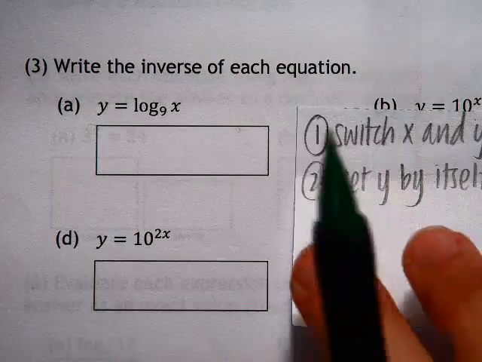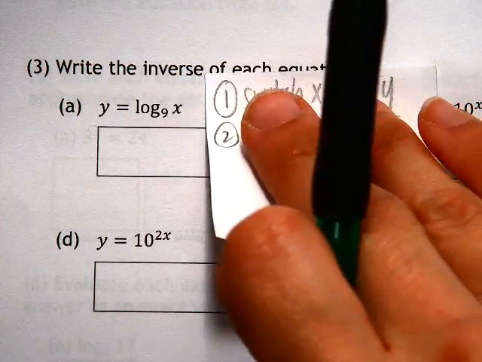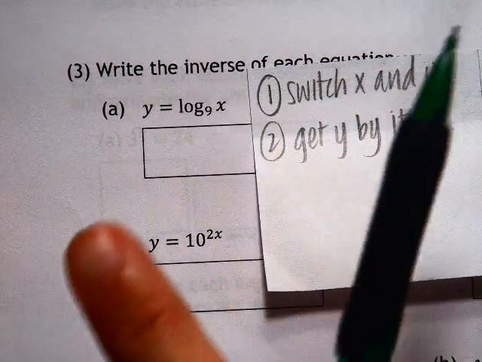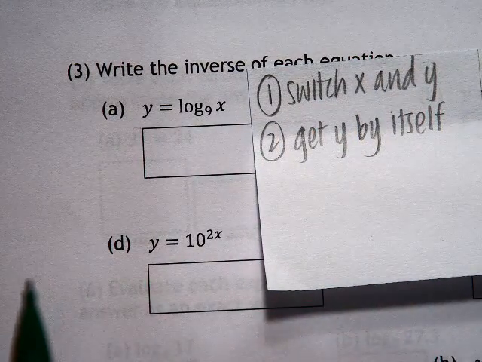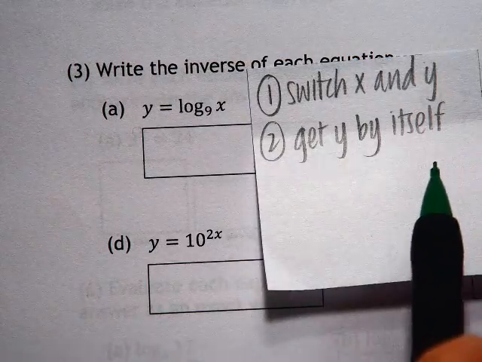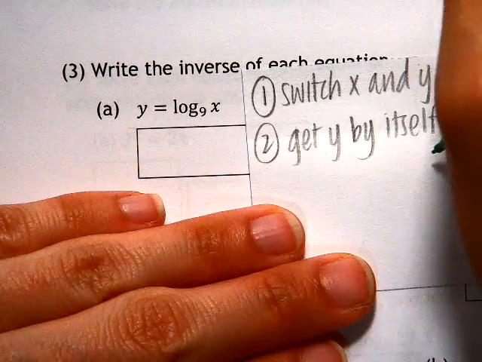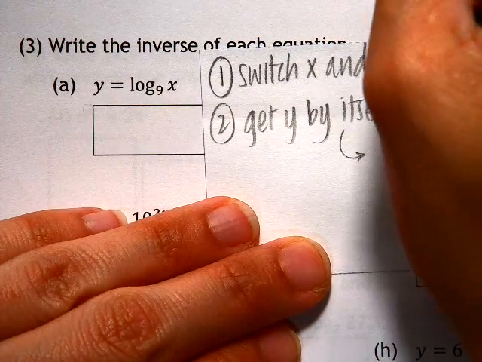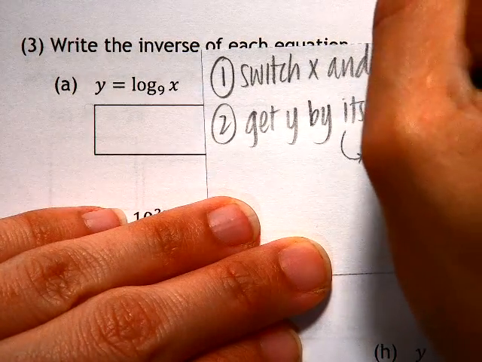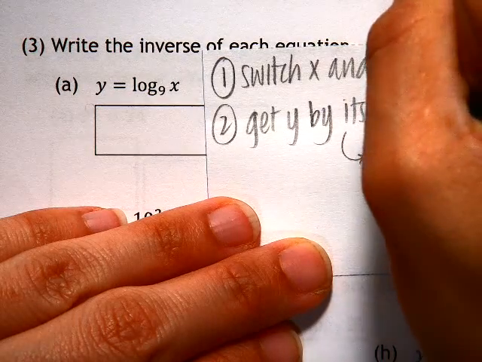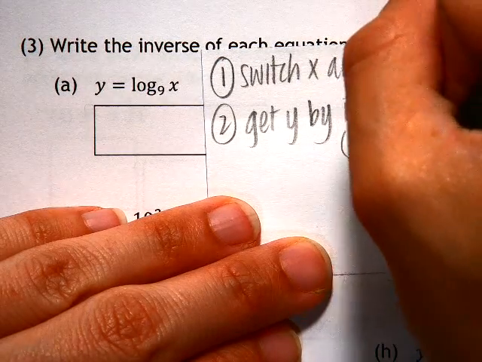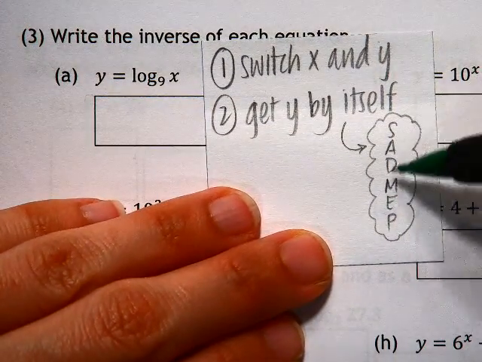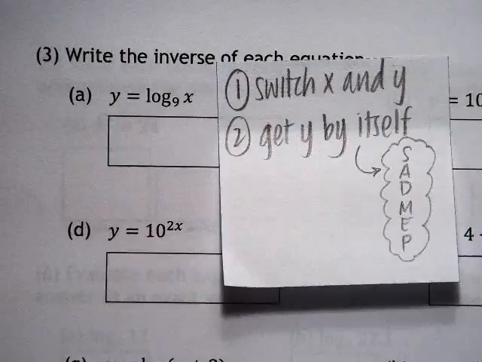In question number 3, letter A, we're going to stick with the same process that worked in numbers 1 and 2, which is the two-step process. First, switch x and y, and then get y by itself, using opposites as our guide. I'll also make a little note to ourselves here that usually when we get y by itself, that reverse order of operations, or SADMEP, can be a very helpful guide. So I'm going to write that there just as a reminder that if you need to, these are the steps to follow, kind of like a blueprint, if you will.